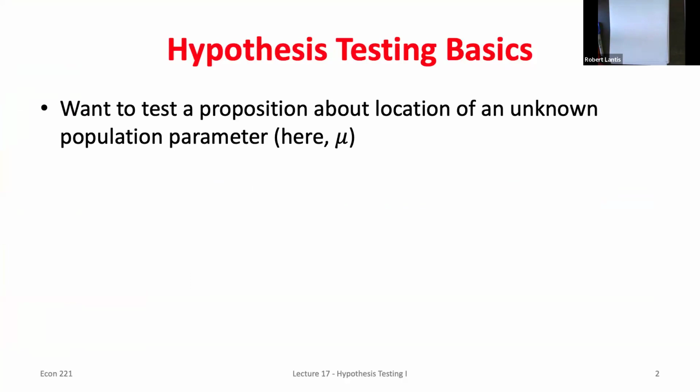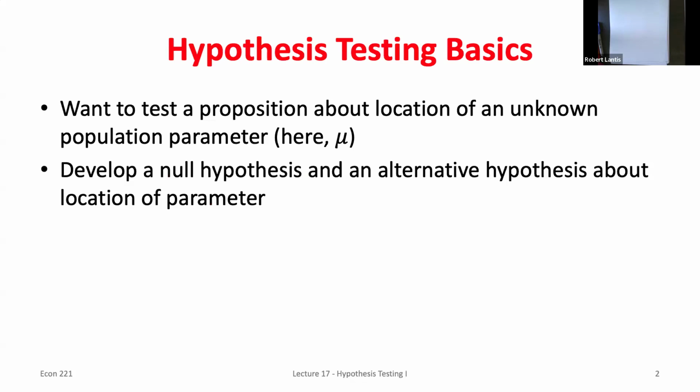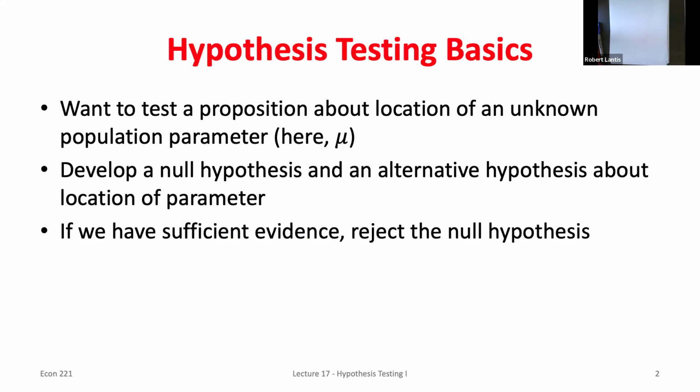So what we're going to do is first, we only have sample data, but we're interested in something about the location of what the population parameter is. So if this is the population mean or the population proportion, there's something that we want to test. So we're going to develop what we call a null and alternative hypothesis. We'll dive into these a little more in a second, about where this population parameter lies. We're then going to look at our sample data to test these hypotheses.